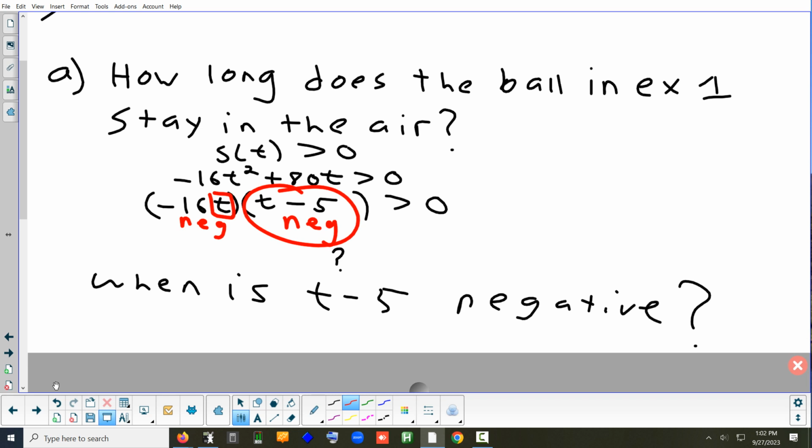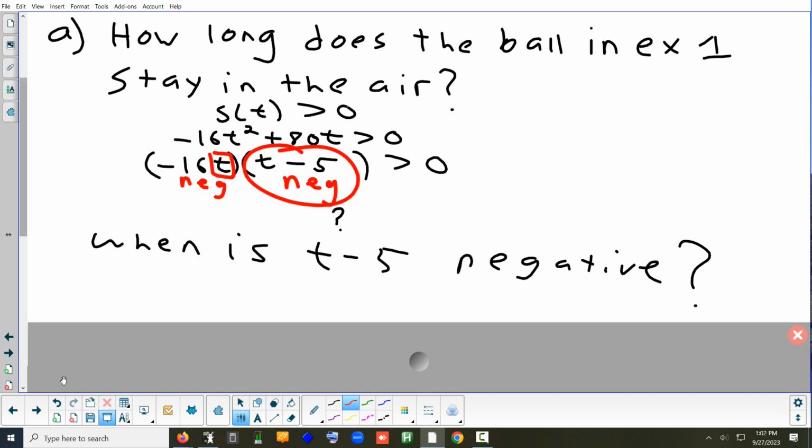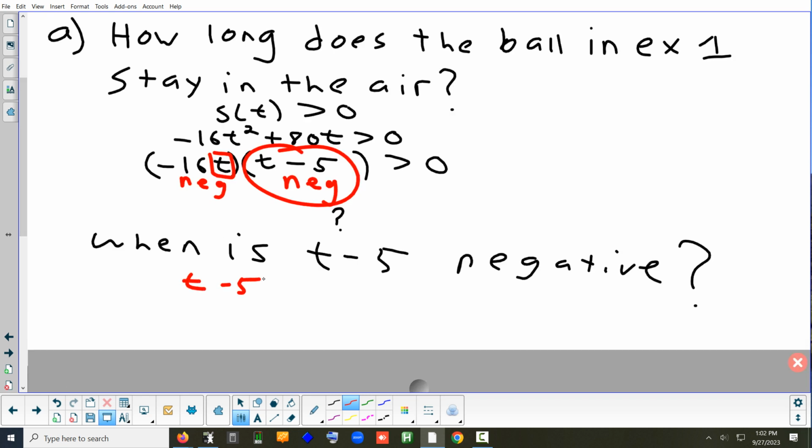Because if t minus 5 comes out positive, then you're going to have a negative times a positive. That's not going to be bigger than 0. That doesn't answer the question. It has to come out negative to answer this question. So when is t minus 5 negative? What do you get when you solve for t? When t is less than 5.